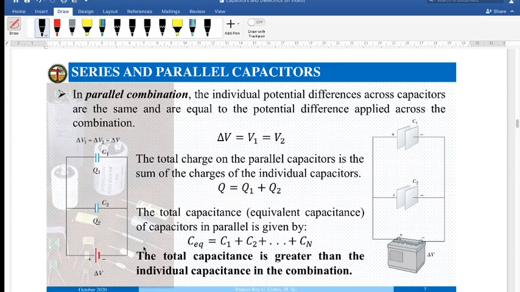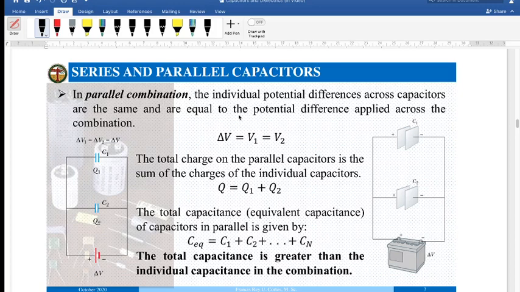Okay, so these are just the basic symbols of our capacitors. Okay, anyway, let's just continue this one.